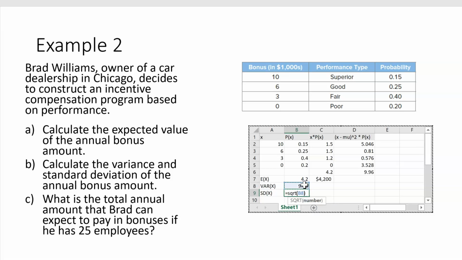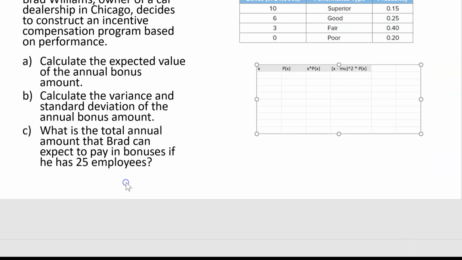What is the total amount that Brad can expect to pay in bonuses if he has 25 employees? We'll use the expected value here. We expect him to have this amount for 25 employees, so it looks like it's going to be about $105,000 in annual bonuses.